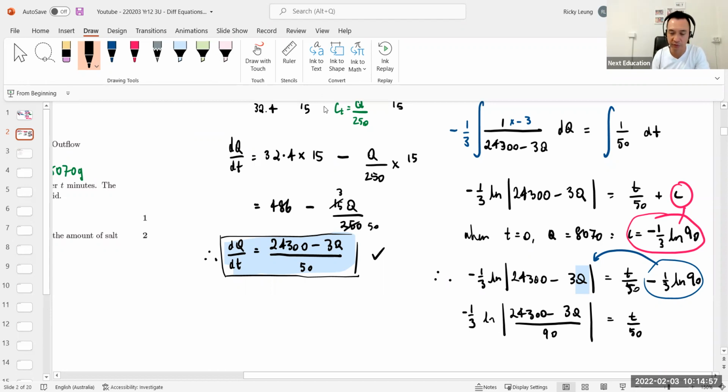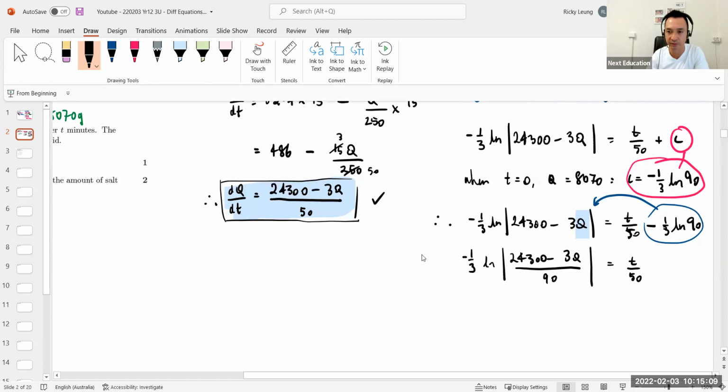Now, I'm going to do a few steps as well. Times the negative 1/3 up, so it becomes negative 3t on 50, exponential both sides, times the 90 up. Actually, I'll do it in a few steps. So I'm going to get rid of that ln, so it becomes 24300 minus 3q over 90. Exponential both sides becomes e to the minus 3t on 50. Hopefully you guys follow that. There's a few steps in there. And I'm just going to finish it off.